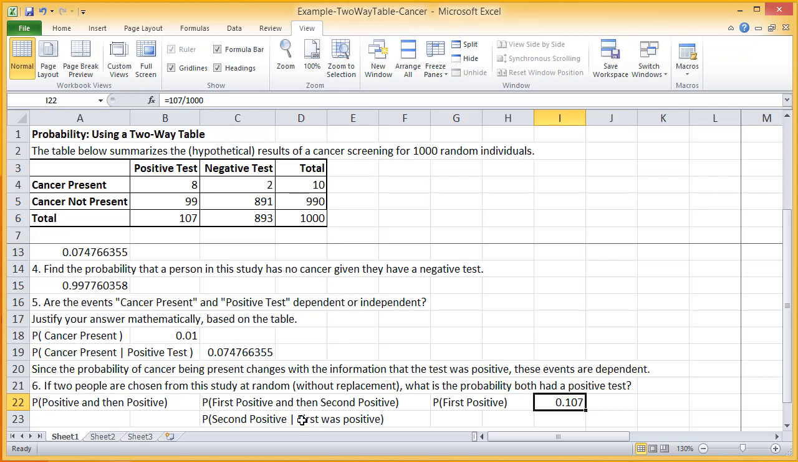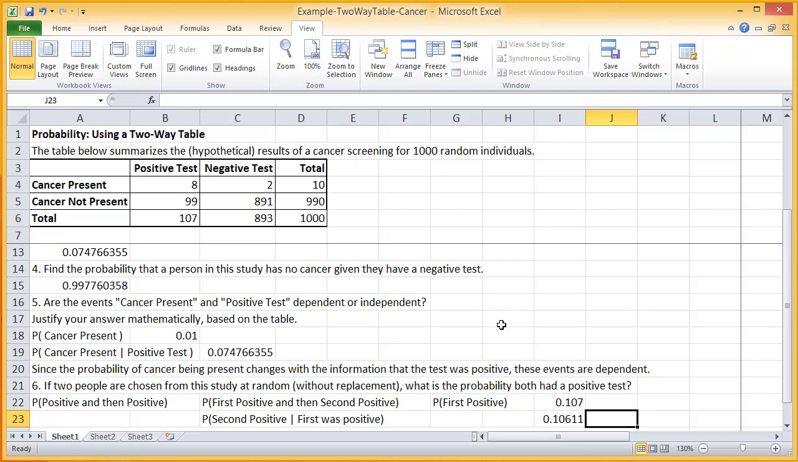We have a total of 999, and from those we took out one of the positive tests. We have 106 left. So 106 people that are left in the pool that we're picking from have a positive test because we took one out, divided by 999 people total left. We see 0.106, so the probability did not go down that much.